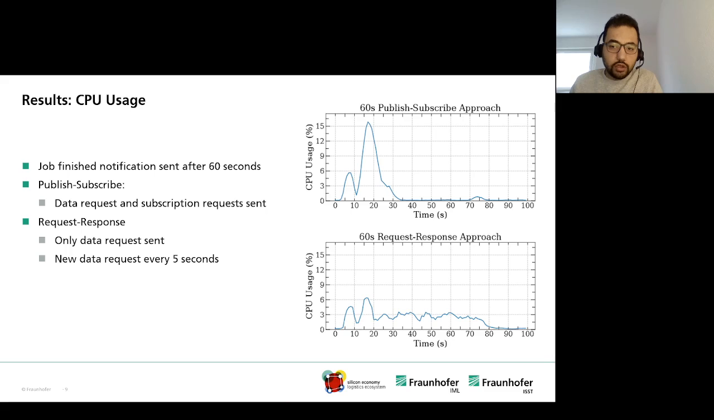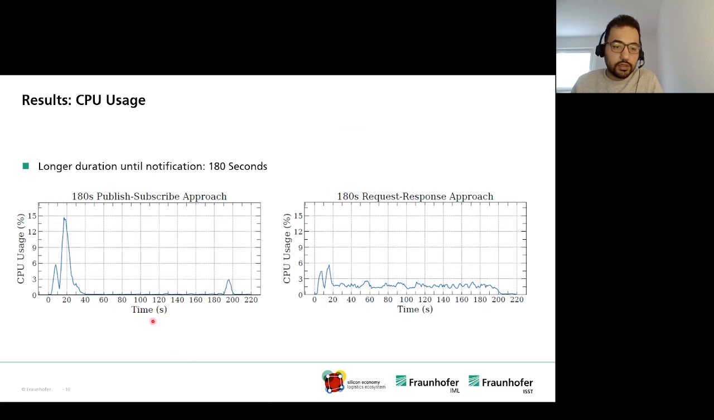And if we take a longer duration, we see an enlarged effect of the same behavior. Here in the publish-subscribe approach in the 180-second scenario, we see a similar spike, but the duration of waiting, or low power usage, until the notification is much longer. Whereas in the request-response approach with 180 seconds, the system keeps polling and consuming CPU resources until the notification is finally received.